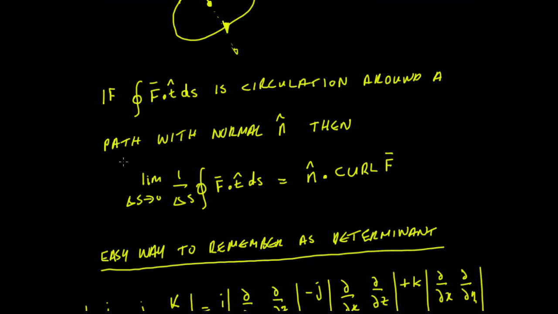Now also we can see that the line integral here, which was defined, is the circulation around a path with a normal n. Then this limit as delta s tends to 0 of 1 upon delta s around that same loop of the vector function dotted with the tangential component is equal to the normal component dotted with the curl. Just another way of writing that out.